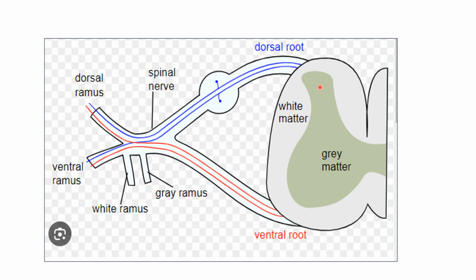Here you can see the cross section of the spinal cord. This is the white matter and this is the gray matter. Here is the dorsal side, this is the ventral side. You can see here the dorsal root, and the red one is the ventral root. Here they join to form the spinal nerve. Then again they branch into dorsal ramus and ventral ramus. So the spinal nerve is a mixed nerve, that means it has both sensory and motor nerve fibers.